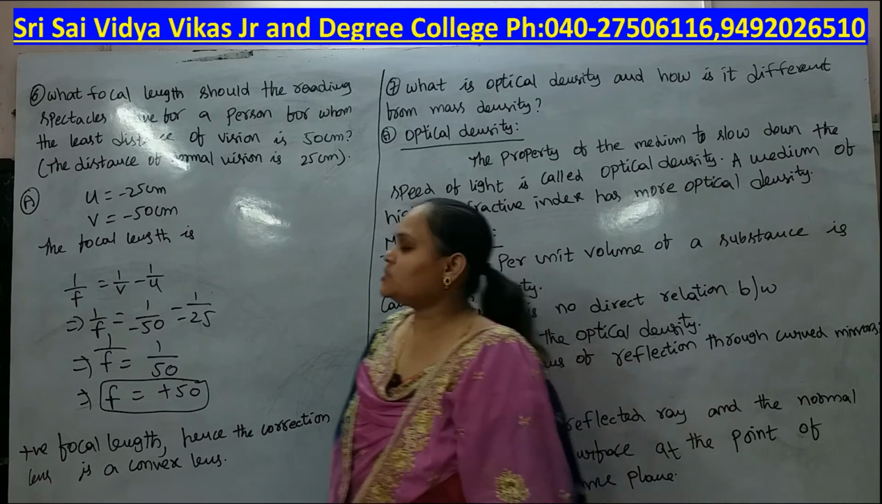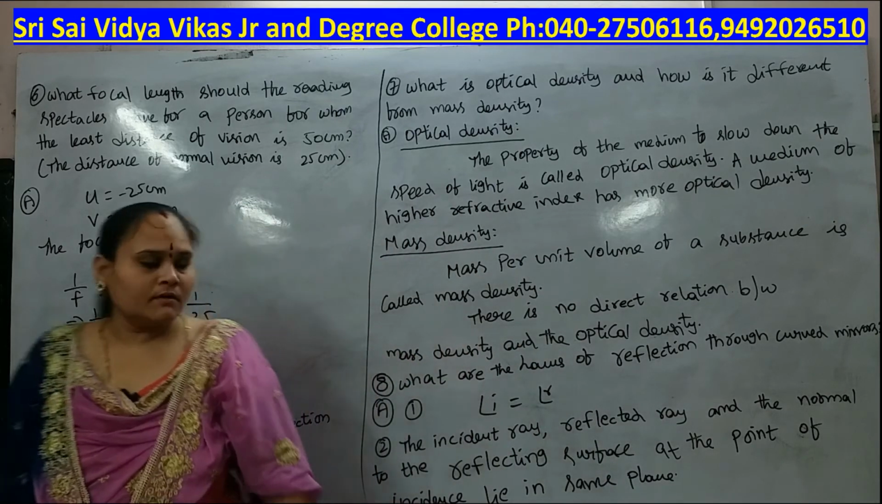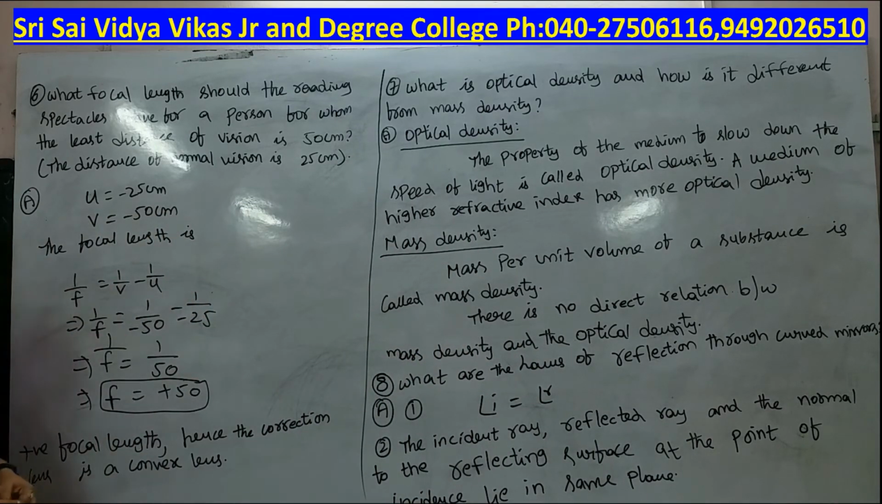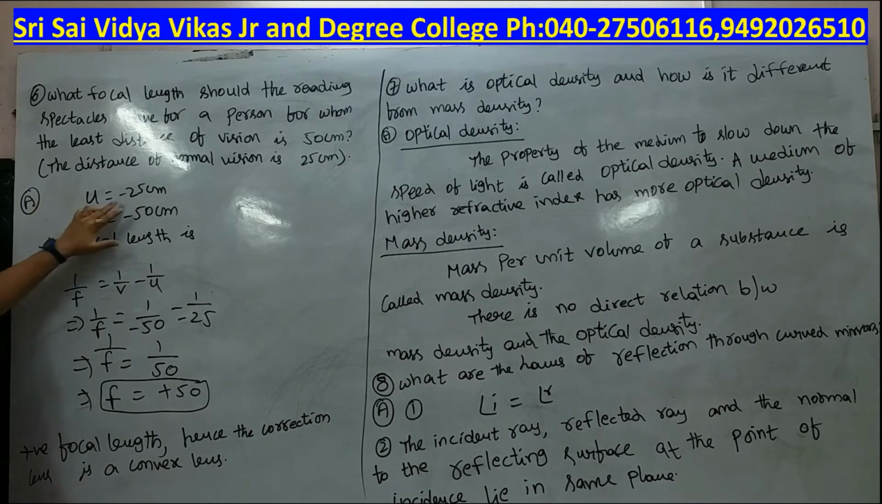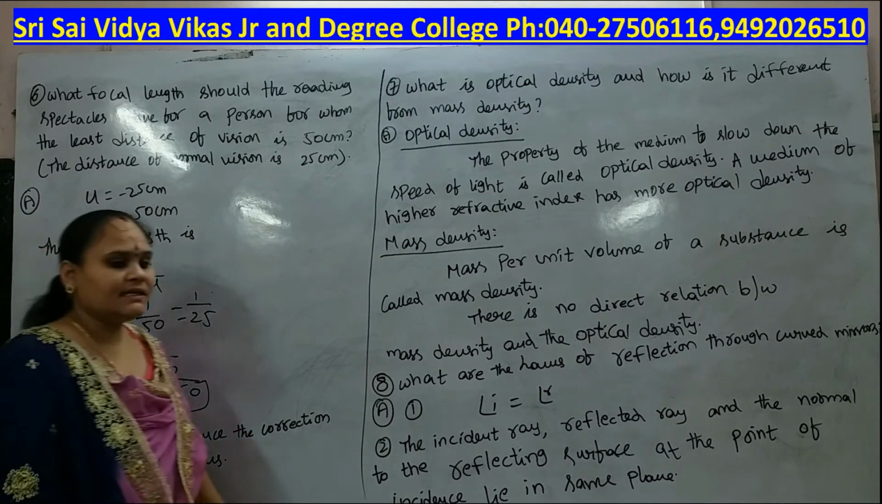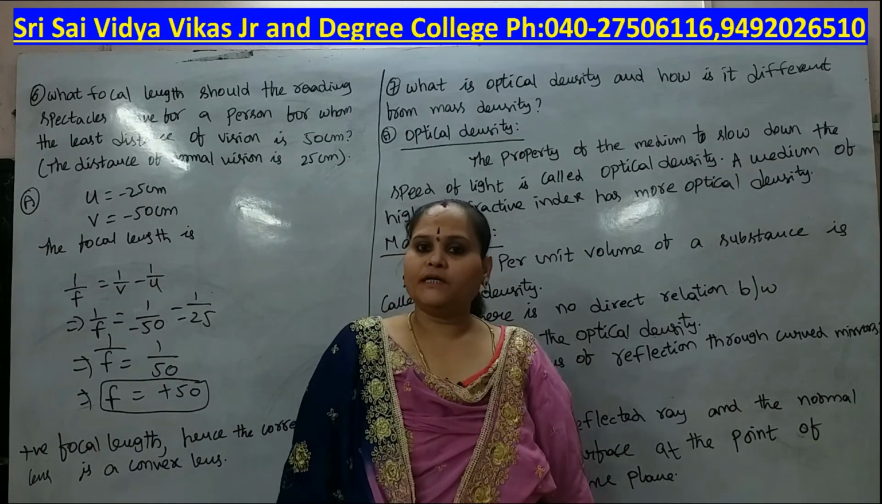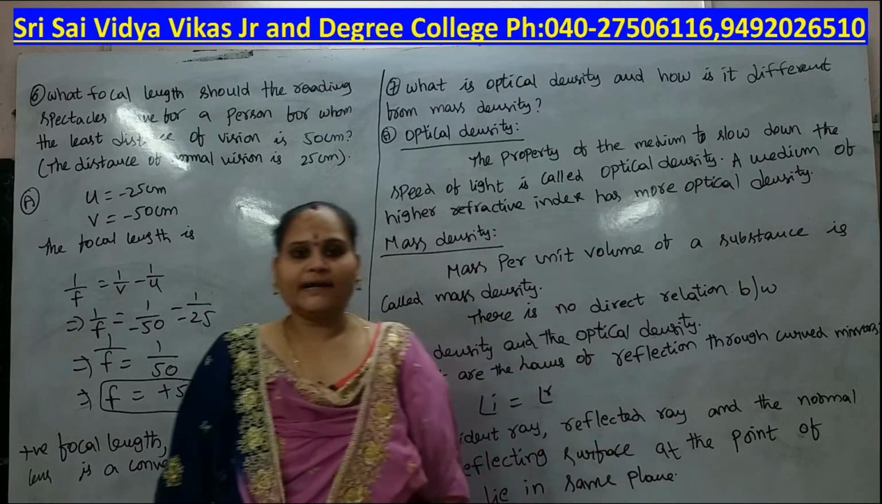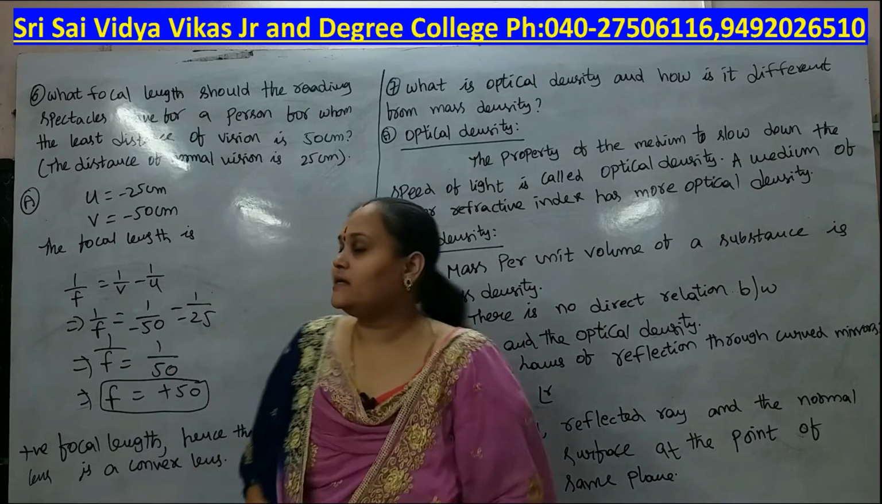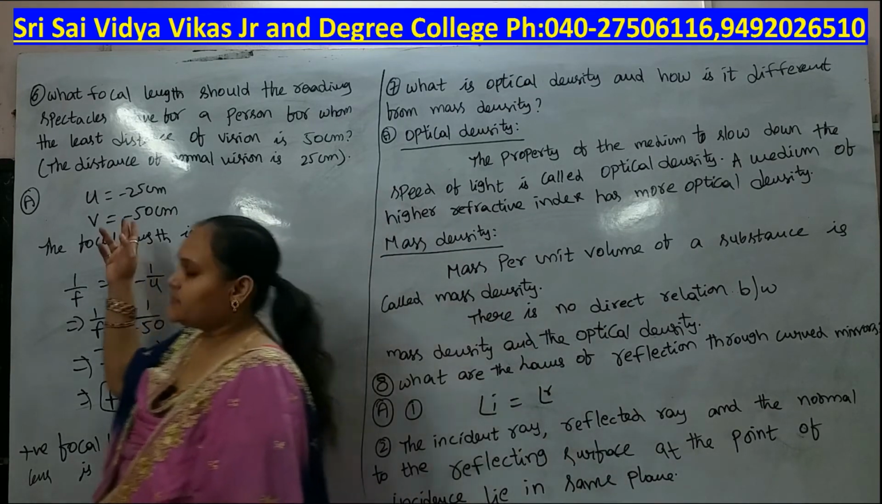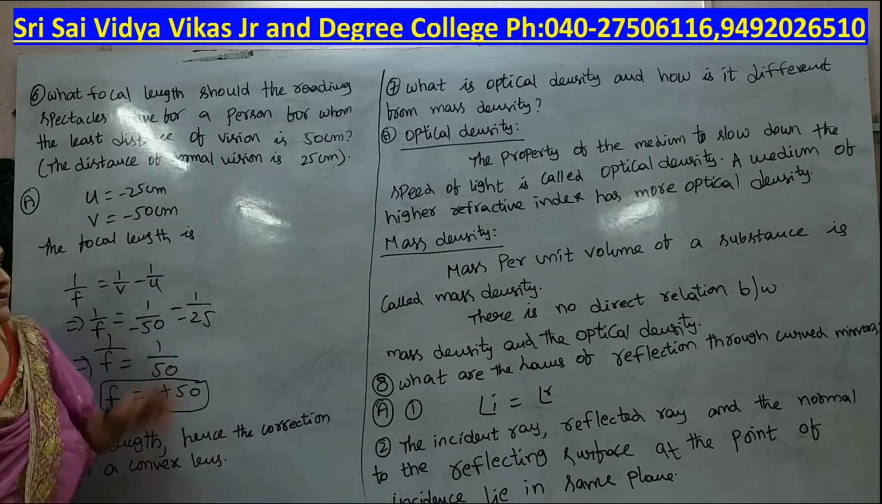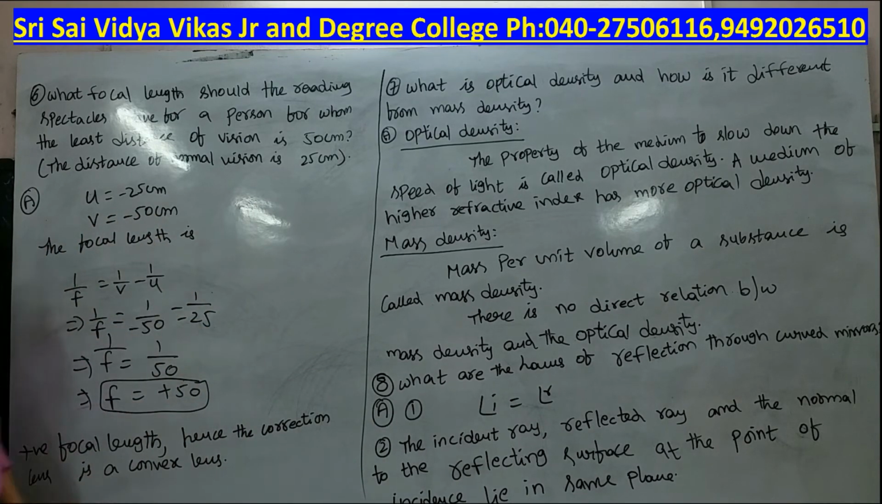So the least distance of vision is taken as V, and the distance of normal vision will be taken as U. Here the negative sign indicates direction, since in lenses the direction perpendicular to the incident line is taken as negative. So we take U equal to minus 25 centimeters and V equal to minus 50 centimeters. The negative sign indicates the directions.